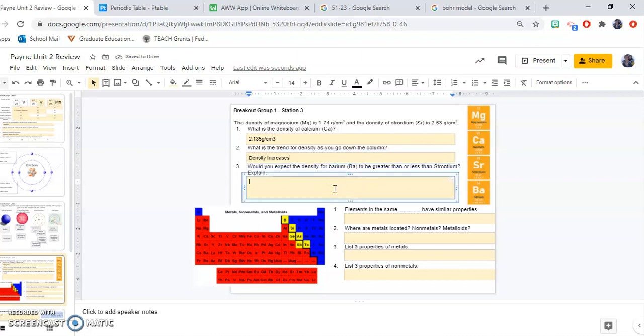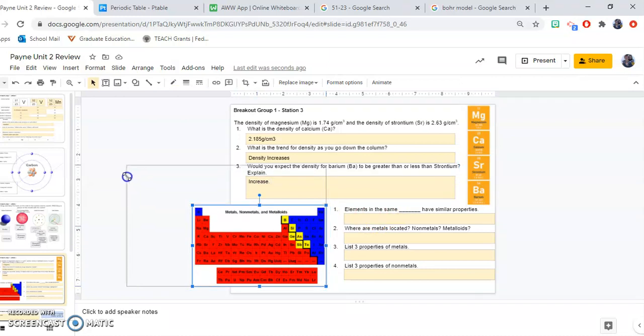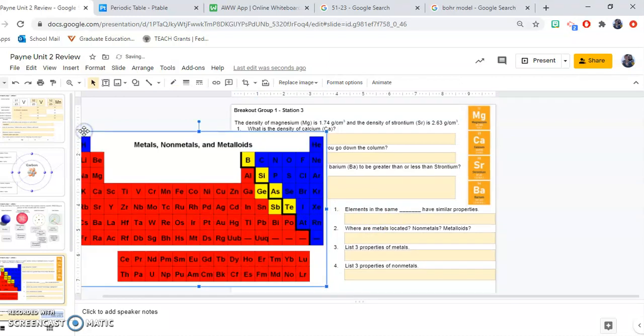What would you expect the density of barium to be, greater or less than strontium? So compared to strontium, well, we already know, right? We said density increases as we go down. So if barium is below strontium, we would expect it to increase. And if we were to explain, we would say because it's lower than strontium. And that's how our trend goes. I'm not going to type that out. You guys know that. Now let's look at our periodic table here. I'm just going to zoom it up a little bit so we can look at it.